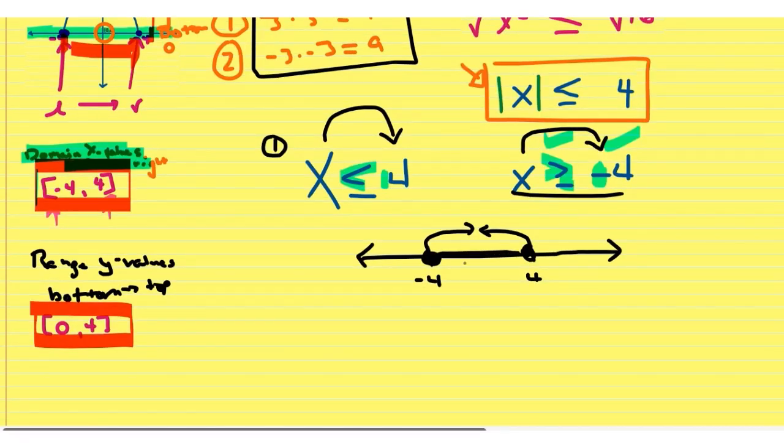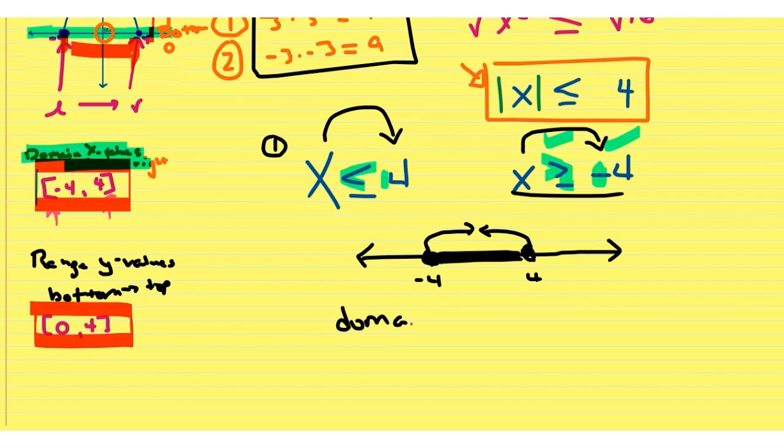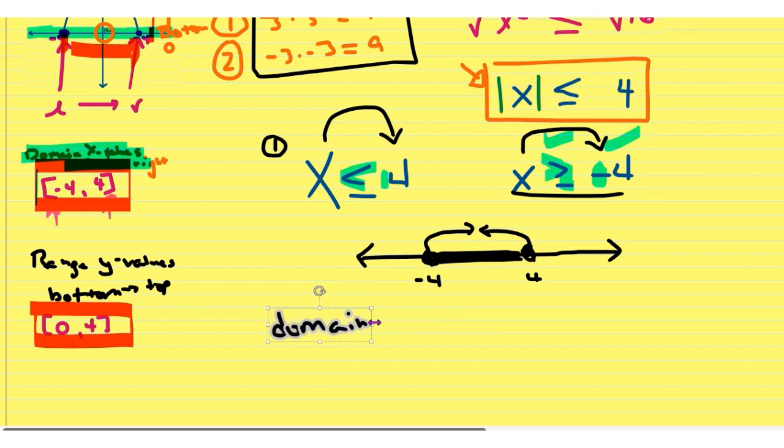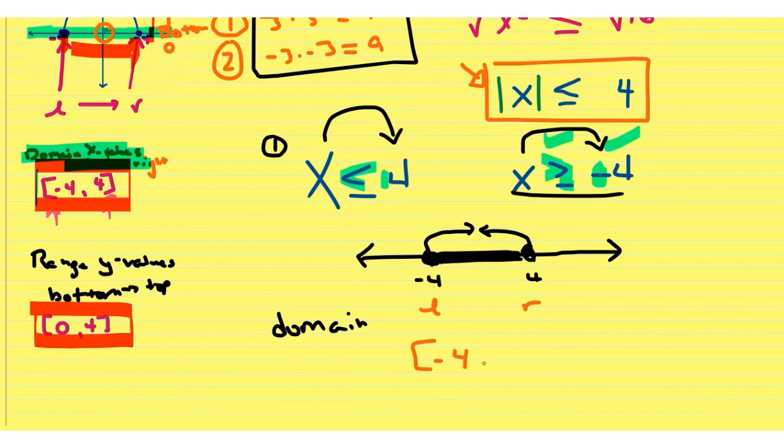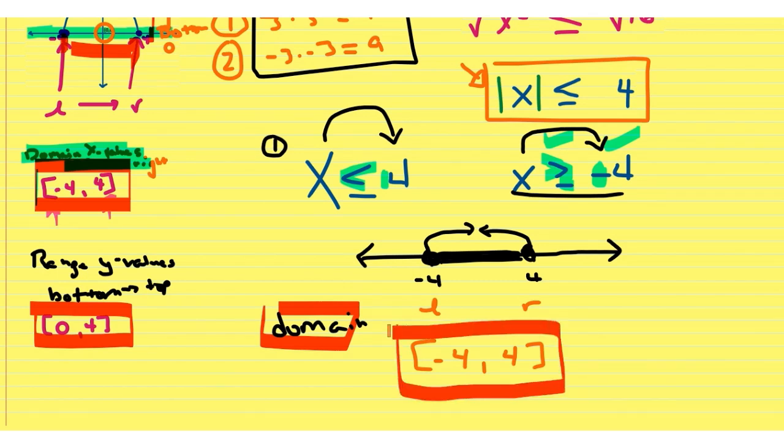And now it is kind of easy for me to create my interval notation. And these are the x values. So that means this is the domain, right? This is the domain, and the domain from left to right. Here's the left side, and here's the right side. It is going to be -4 to the 4. And of course, we do put the brackets on there. So the domain is going to be equal to the interval from -4 to +4.